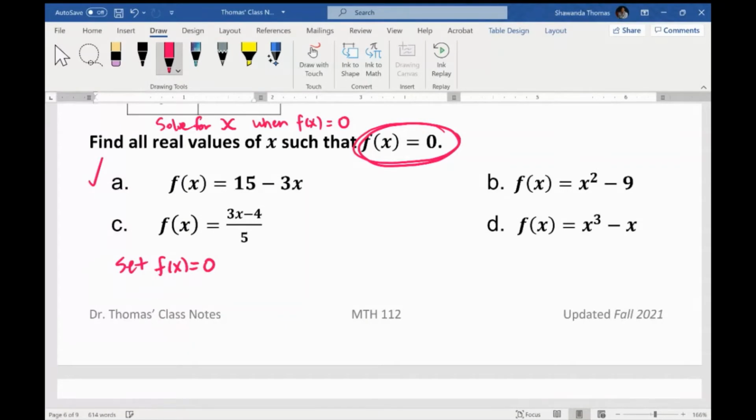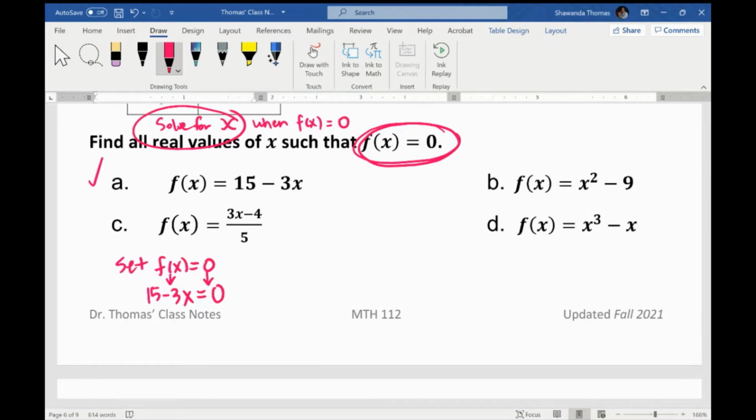What is f of x? You just told me: 15 minus 3x. All I'm doing is replacing f of x with what it is equal to in A, 15 minus 3x, and then solving for x. It's as simple as that. I'm just making a substitution for f of x.